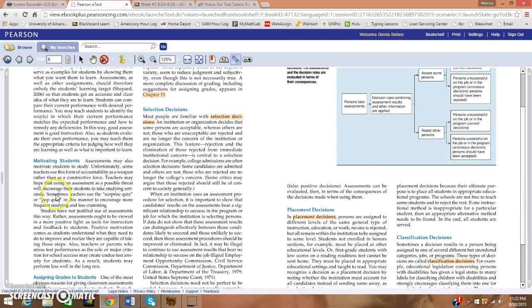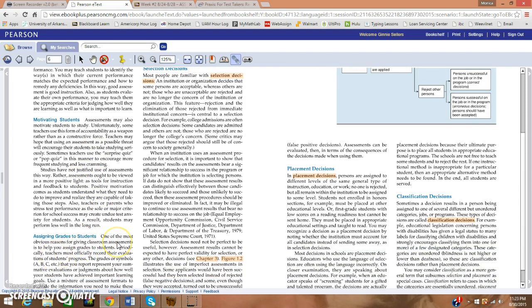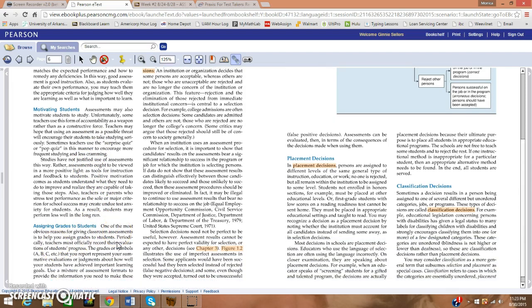And then here in this little section, it tells us that assessments can be used to motivate students to study. However, because teachers use pop quizzes and things like that to threaten the students, it has a negative connotation, but we need to try to put a positive motivation to it. And then here on assigning grades to the students, this is where you use summative assessments.